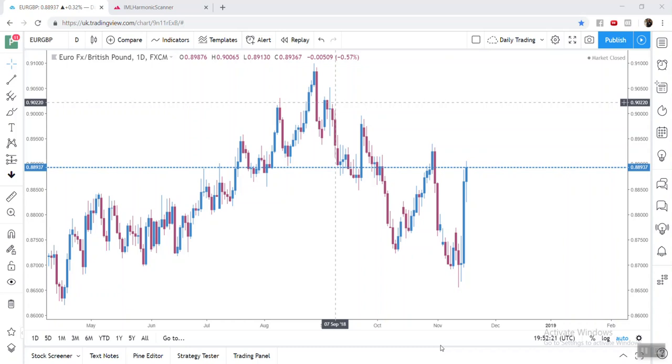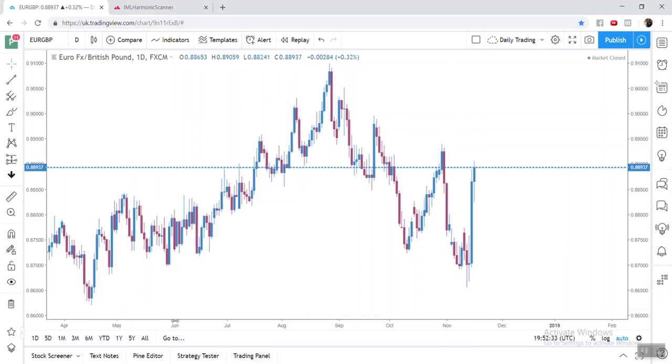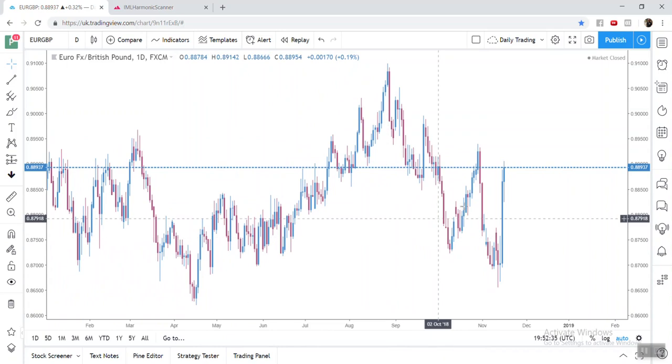I thought I would do a trade idea for you guys, mark up the chart and basically just give you an idea of what I see. So, EURGBP.